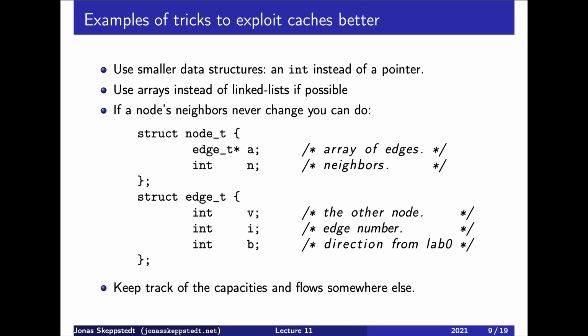So in this and the next slide, I will show some ideas, tricks, or ways to reduce the number of cache misses. In the Lab 0 program, we use edges, as everyone has seen. We have an edge with 2 nodes and the flow and the capacity. But it can be done in a more memory efficient and also cache friendly way.